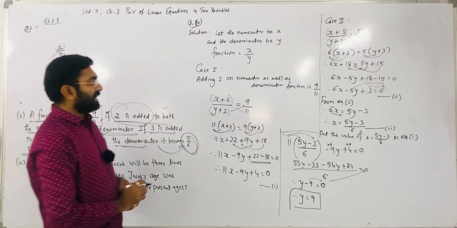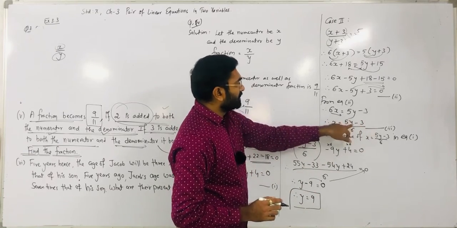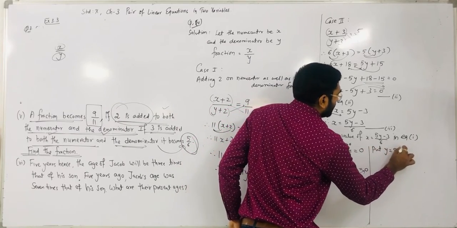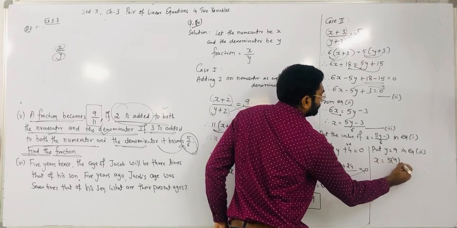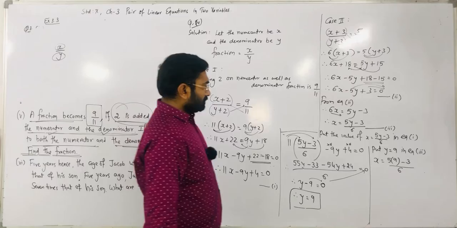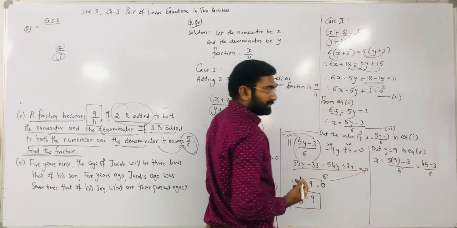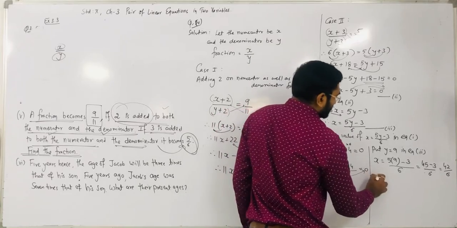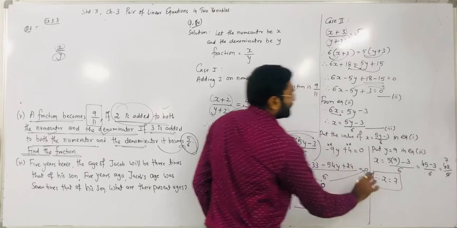Now we have to find out the x value. The y value we get as 9, so that y value we have to put in equation number 3, and we get the x value. So put y is equal to 9 in equation number 3. So x is equal to 5 into 9 minus 3 divided by 6. So 5 into 9 is 45 minus 3, divided by 6. So we get 42 divided by 6. So what do we get? The x value is 7, because 6 7s are 42. So we get the x value as 7.